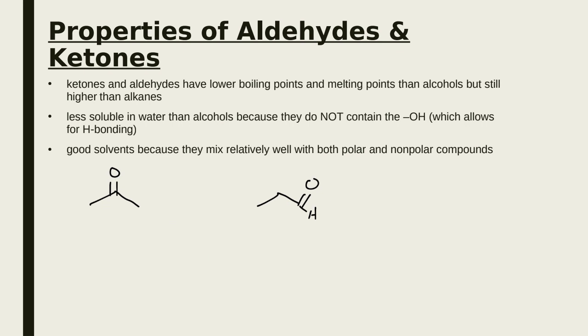Let's talk about the properties of aldehydes and ketones. So we'll get to some chemical properties a bit later when we talk about reactions, but for physical properties, aldehydes and ketones have lower boiling points and a little bit lower solubility as well compared to alcohols. Okay, so because we have an oxygen, we know that that oxygen will create a polar bond, but it doesn't create a hydrogen bond like it does in an alcohol.